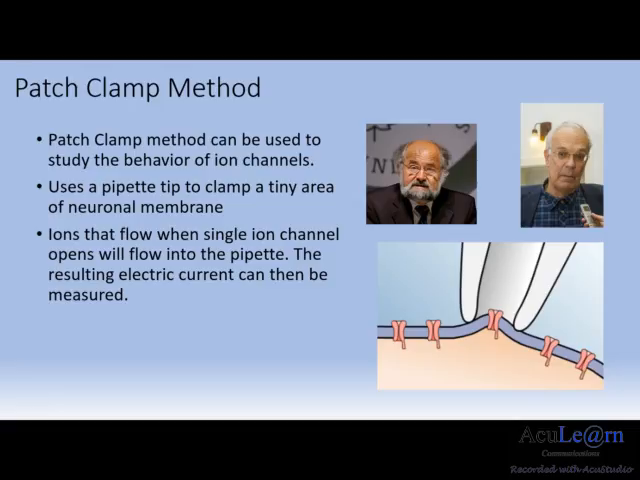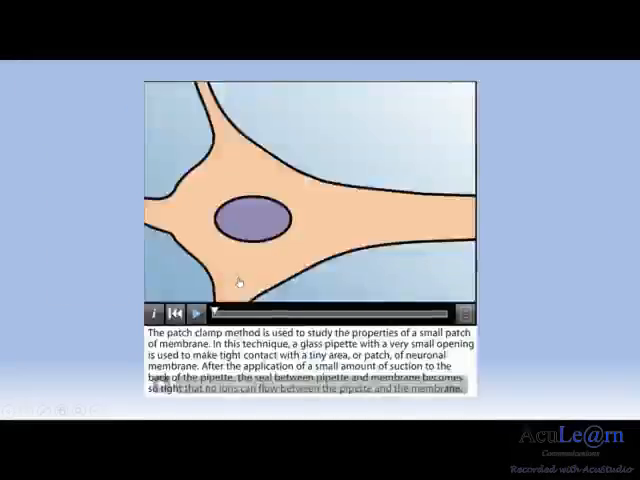The patch clamp technique consists of using a pipette tip to clip a certain area of the neuronal membrane. After clipping it tightly, a seal is formed between the walls of this glass tip and the patch of membrane being clipped. This results in the ions that flow through having only one path to take, through the open ion channel along the area clipped by the pipette. The following video describes the patch clamp method in greater detail.